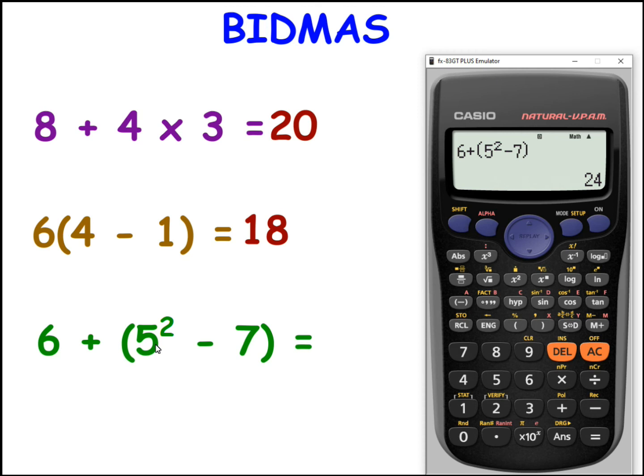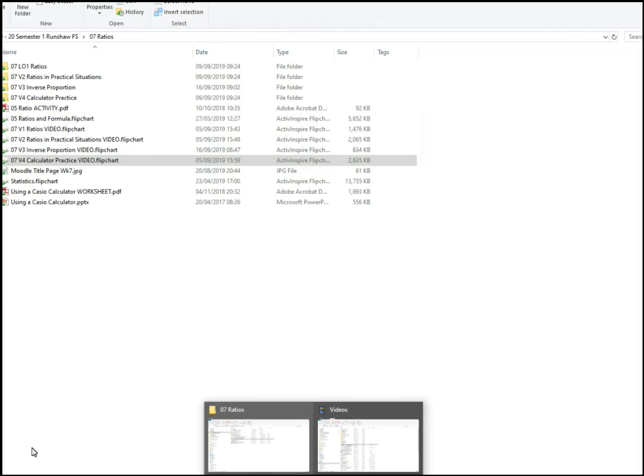So 5 squared is 25. I take away 7, which is 18, and then I add the 6, which is 24. So our calculator not only will do BIDMAS, but when you end up with something complicated, providing you write it into the calculator exactly the way it's written on the problem, you will get the correct answer.